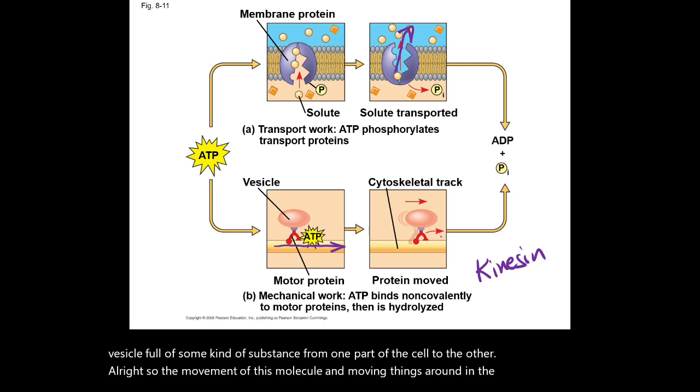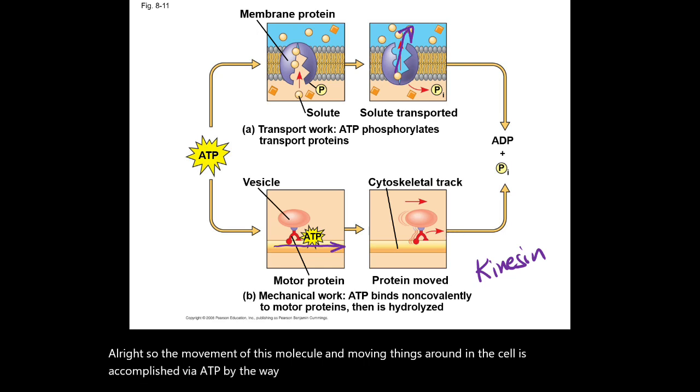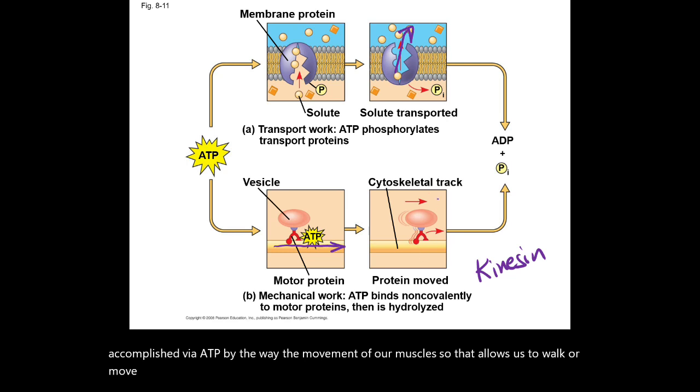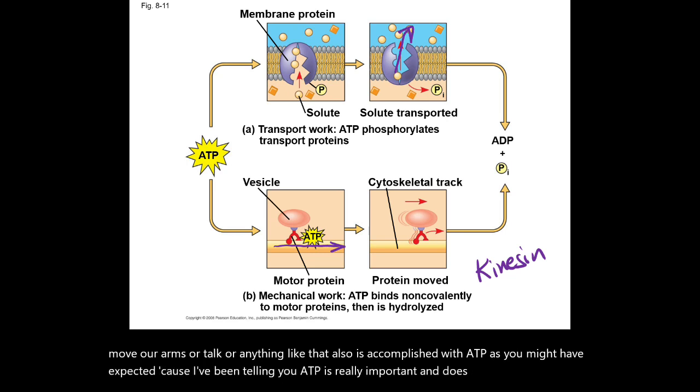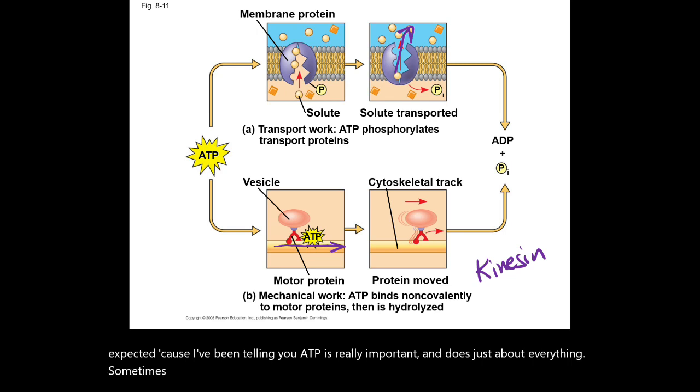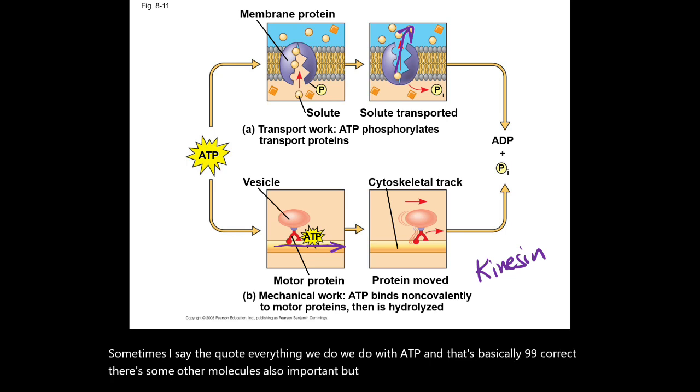So moving things around in the cell is accomplished via ATP. By the way, the movement of our muscles, which allows us to walk or move our arms or talk or anything like that, also is accomplished with ATP, as you might have expected, because I've been telling you ATP is really important and does just about everything. Sometimes I say the quote, everything we do is with ATP, and that's basically 99% correct. There are some other molecules also important, but ATP is the most important one.